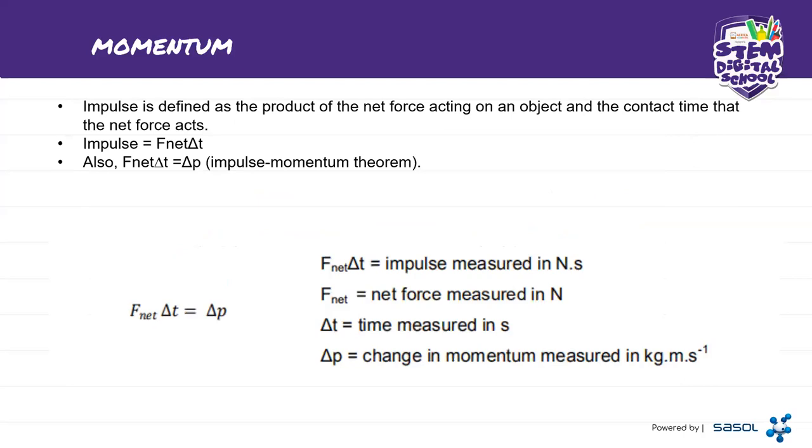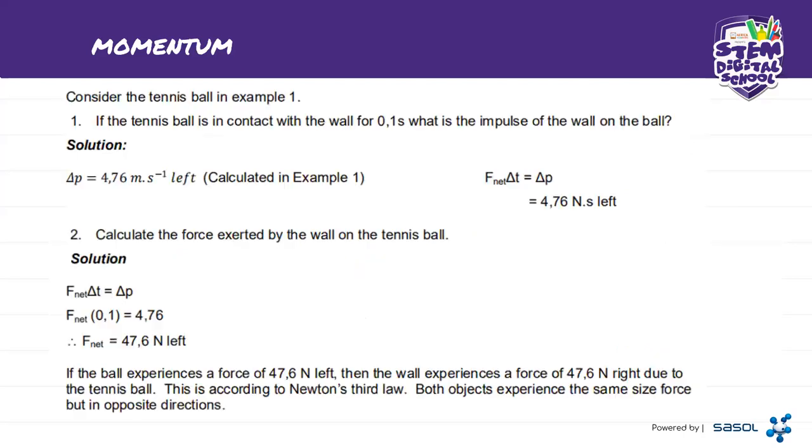Now we're moving to impulse. What is impulse, guys? Impulse is defined as the product of the net force acting on an object and the contact time that the force acts. Okay. So also F net times Δt is equal to the change in momentum. Okay.